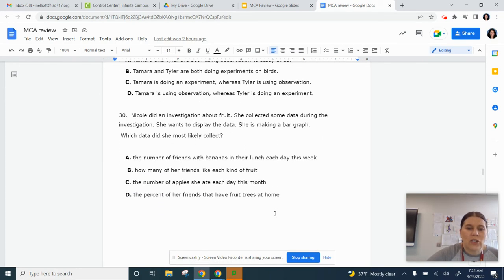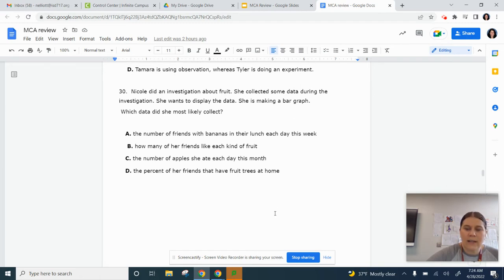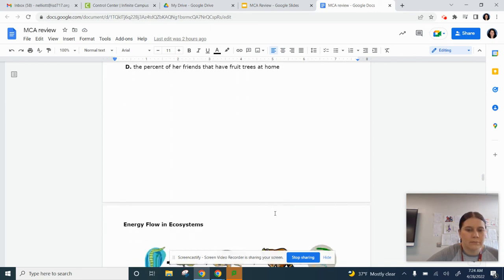Nicole did an investigation about fruit. She collected some data during the investigation. She wants to display the data. She's making a bar graph. Which data did she most likely collect? The number of friends with bananas in their lunch each day this week. How many of her friends like each kind of fruit? The number of apples she ate each day this month. The percent of her friends that have fruit trees at home.